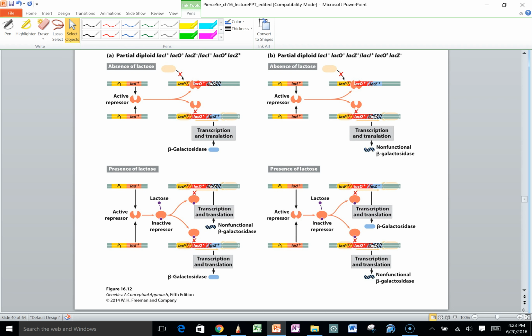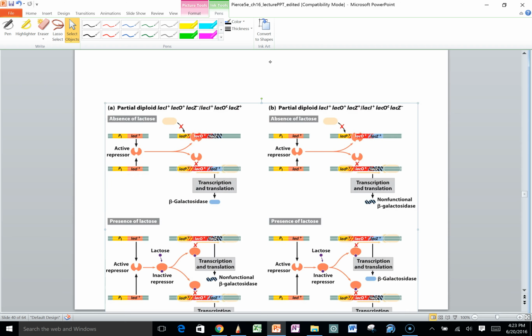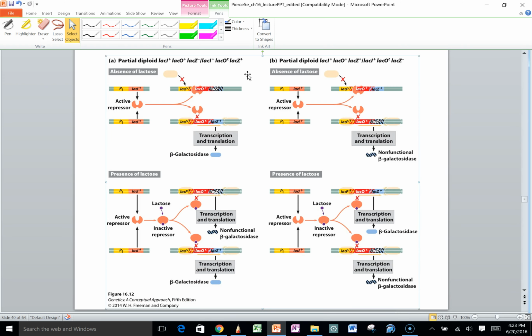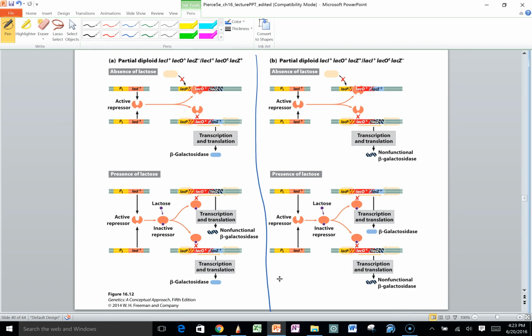Alright, so this is showing here. This is the partial diploid that has a constitutive operator, and Z is under control of the constitutive operator there, and it's under control of the normal operator here. But the only Z you can measure, the only beta-galactosidase you can measure has to come from here. And so if it's under control of the constitutive operator, it should be on all the time. And it's on here, and it's on here. And it's on in the absence of lactose, it's on in the presence of lactose.